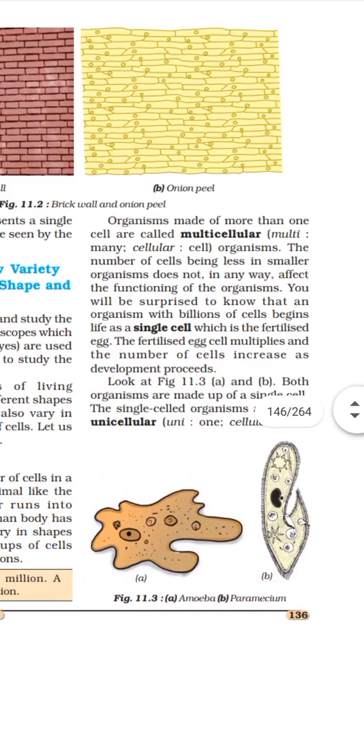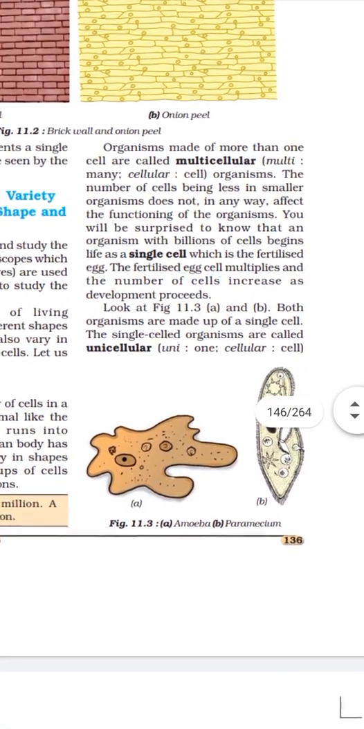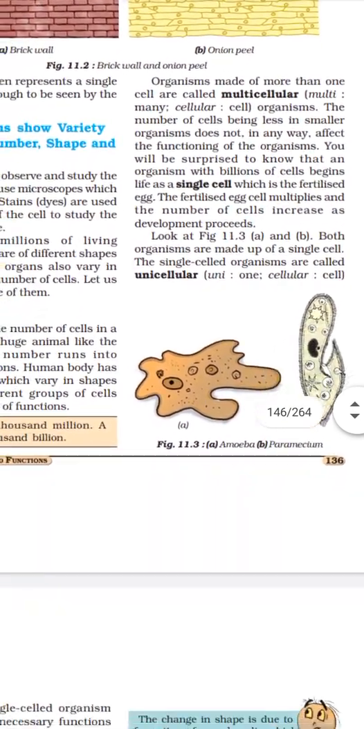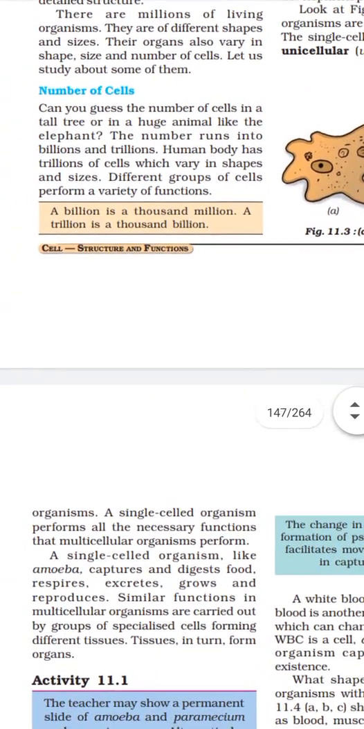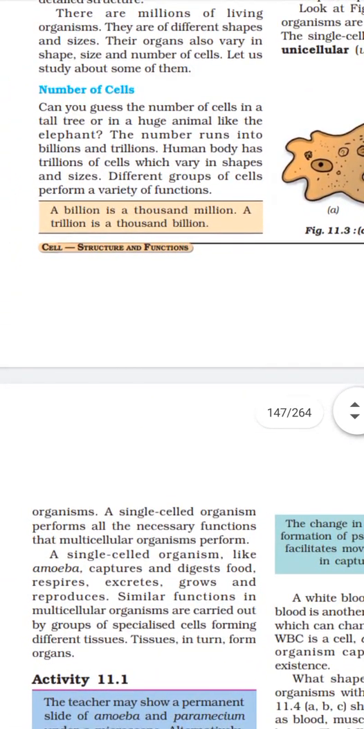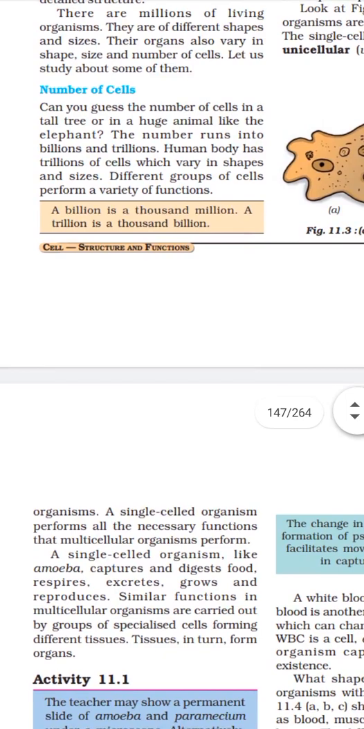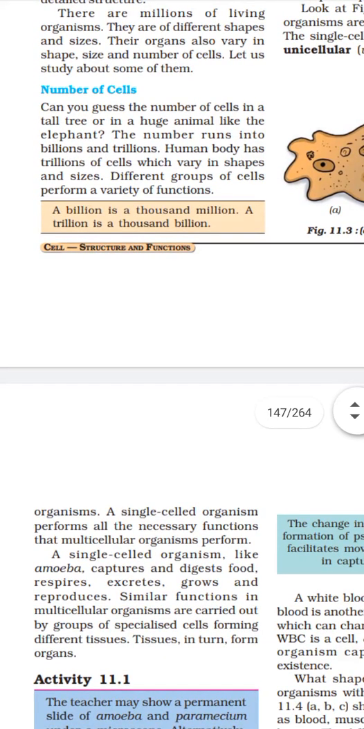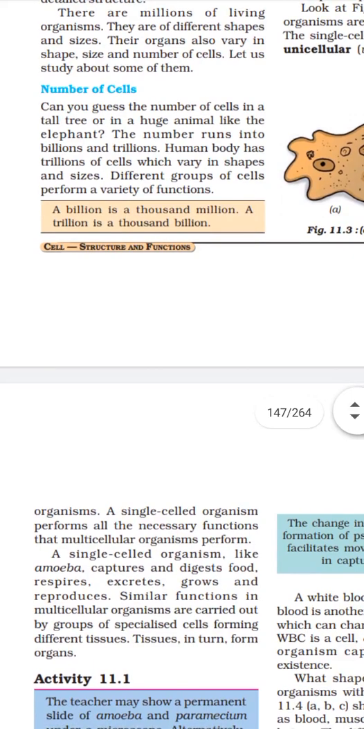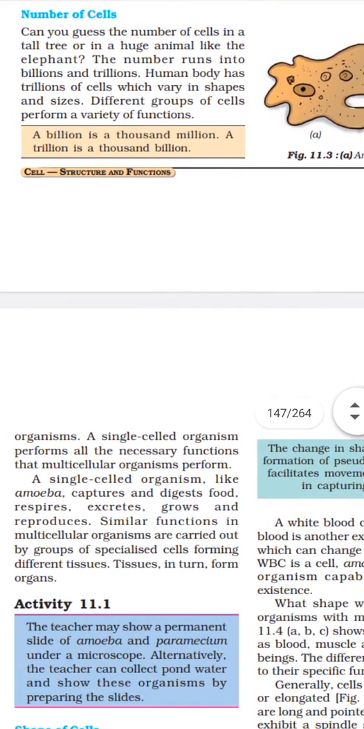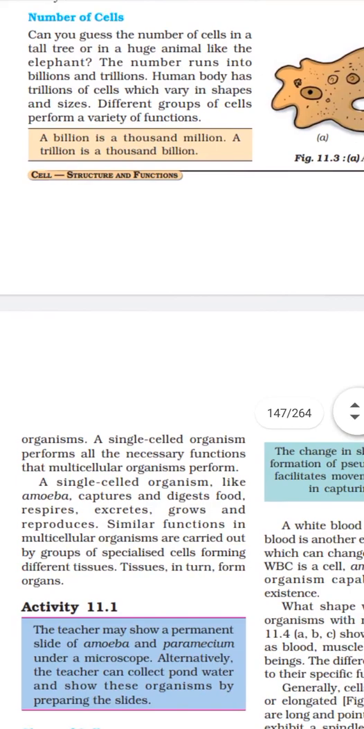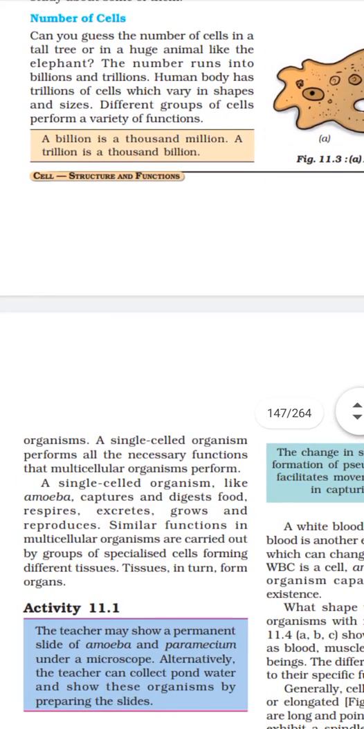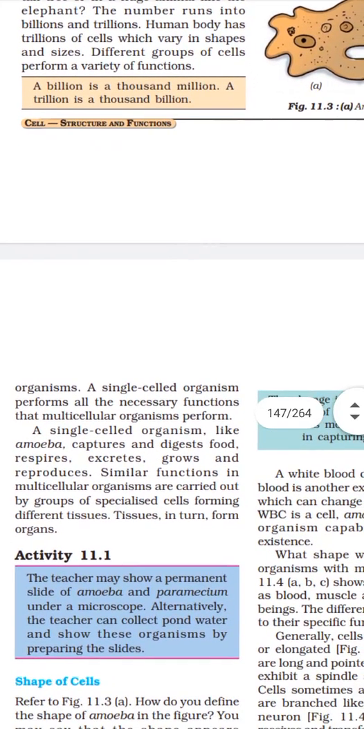Organisms made up of a single cell are called unicellular organisms. The single celled organism performs all the necessary functions that a multicellular organism performs. A single celled organism like amoeba captures and digests food, respires, excretes, grows and reproduces. Similar functions in multicellular organisms are carried out by groups of specialized cells forming different tissues, which in turn form organs.